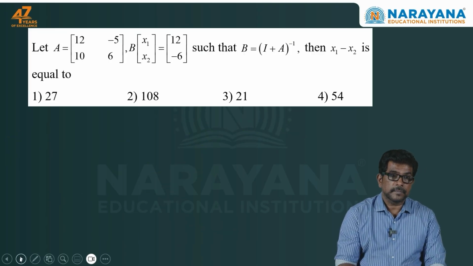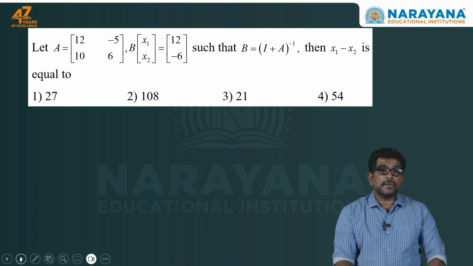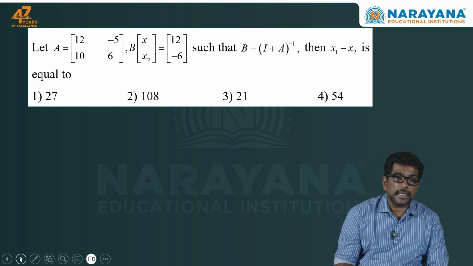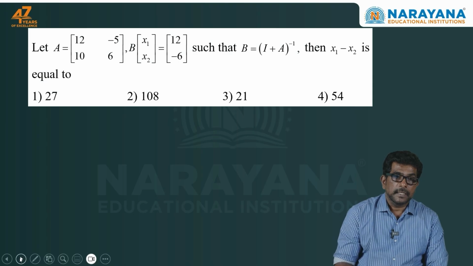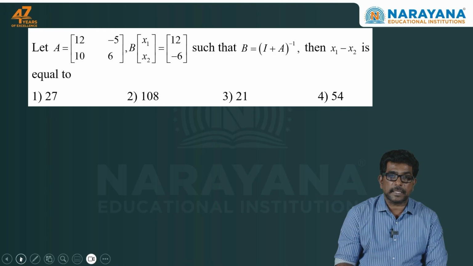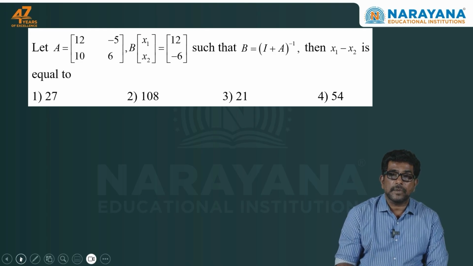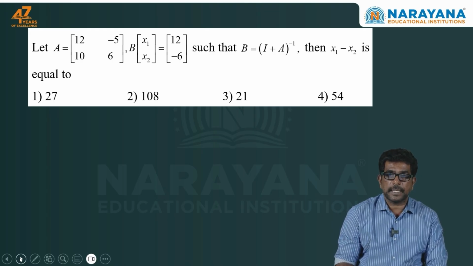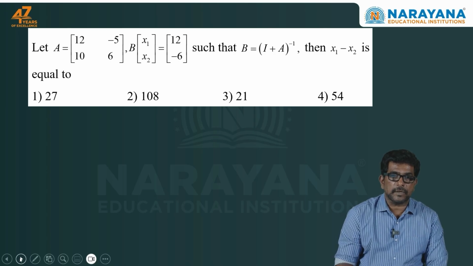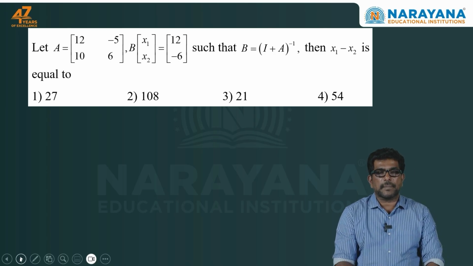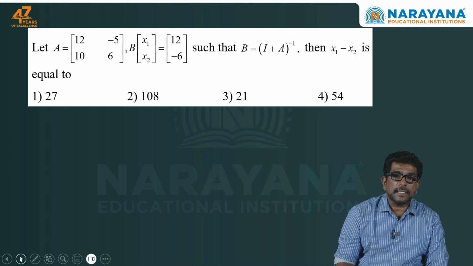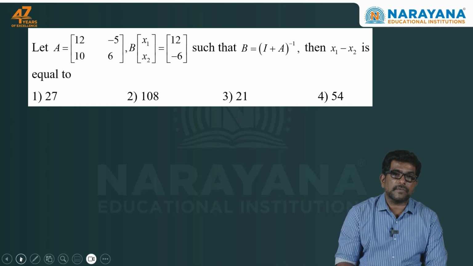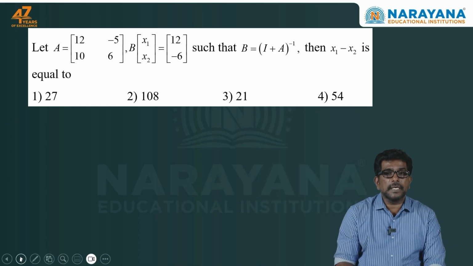Next one. Let A is equal to matrix 12 minus 5, 10, 6, comma, B into x1, x2 is equal to 12 minus 6, such that B is equal to I plus A whole inverse. Then x1 minus x2 is equal to, they are asking. Problem is related to the matrices. It is very clear. And they asked the second order matrix equation, and it involves the inverse matrix also.